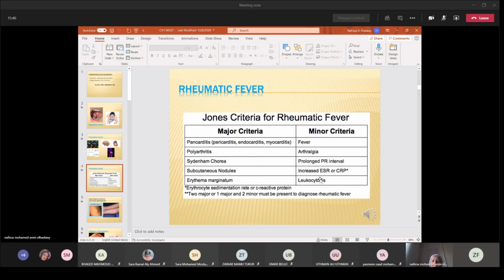Also leukocytosis, which means increased white blood cells, and this is also a sign of inflammation. So the minor criteria are all signs of inflammation, but they attract our attention that this patient might have rheumatic fever. So we have to have at least one major criterion with two minor criteria, or two major criteria, in order to diagnose rheumatic fever.